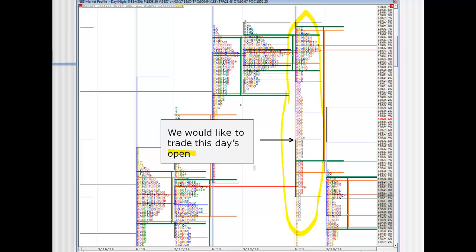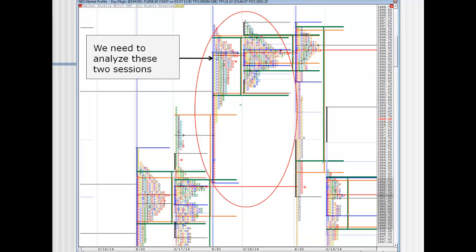And our strategy is going to involve looking at both of the preceding sessions, the actual day session that happened, as well as the evening session that preceded the open. So let's take a look together at how we go about this analysis to prepare to trade the open for this particular day. We need to begin by analyzing, as I mentioned, these two sessions. Well, what do we do? How do we analyze them? And what do we need to look at?